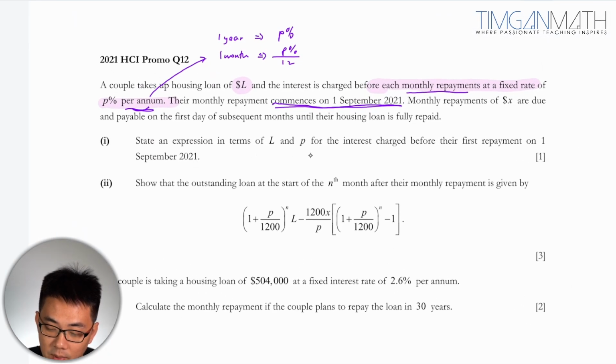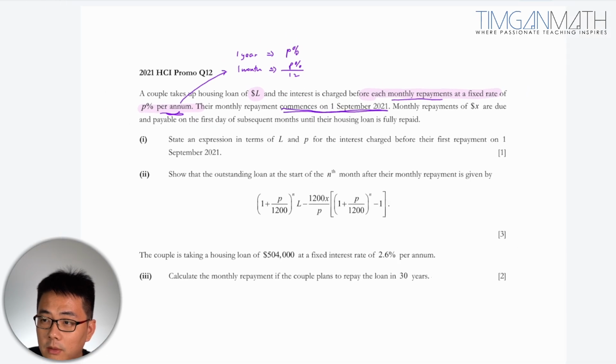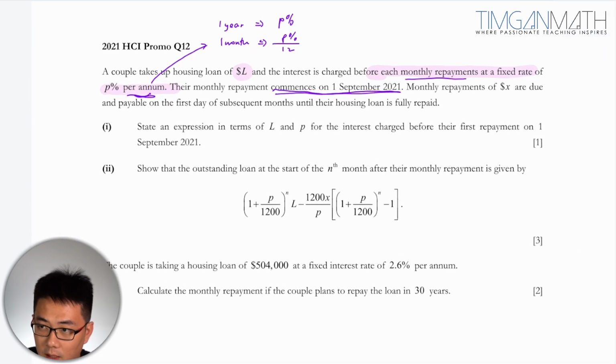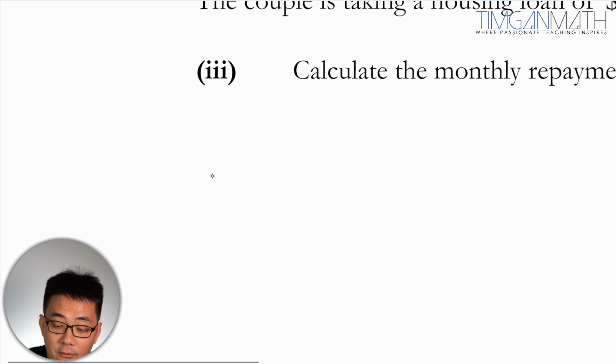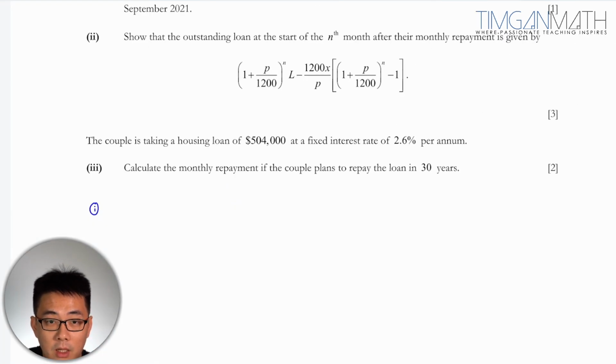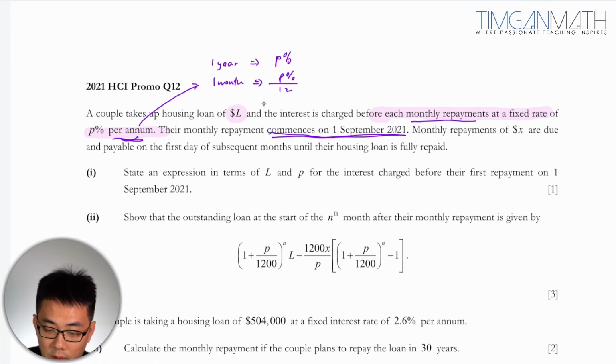State the expression in terms of L and P for the interest charged before the first repayment on 1st September 2021. Because it commences on 1st September, we try to understand this question here. I think the tricky part is to fish out that every month you're actually paying P over 12. I foresee a lot of students will neglect this. But what you can see is actually this part here. This is a telltale sign. For the second part, you see there's a P divided by 1200. So that is part of the plan there.